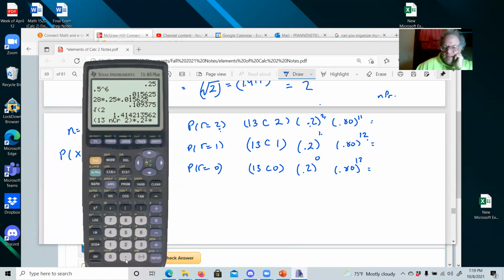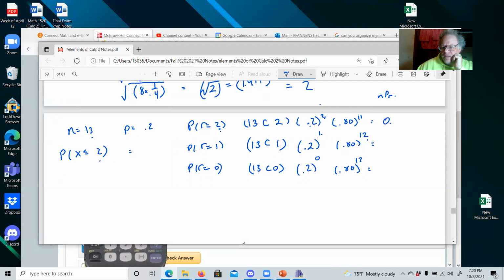Times, what do we have? We have 0.8 raised to the 11th power. Okay, again, exponent will happen first, then we'll get around to the times. Okay, well, what do we get? We got 0.2680. All right.